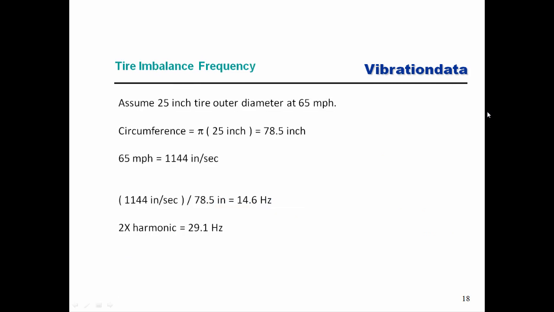Now let's think about the tire. I cannot remember what the model tire was. Let's just say it's a 25-inch tire outer diameter. So please note the word outer here. So it's 65 miles an hour. Well, the circumference is pi d, so we have pi times 25 inches. That's equal to 78.5 inches. Okay, 65 miles an hour is equal to 1,144 inches per second. So if we take this speed, divide by this circumference, that equals 14.6 hertz. And then if we take a 2 times harmonic, that would be 29.1 hertz.